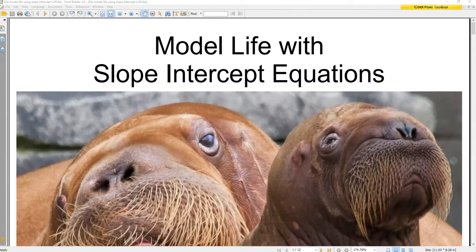Hey, it's Mr. Barr, and today we're going to model real-life situations using the slope-intercept equation. Slope-intercept equation, one of my favorite equations, makes me want to sing a song.